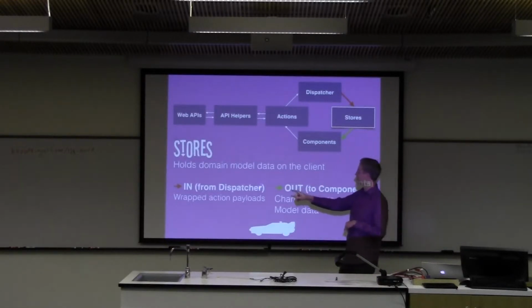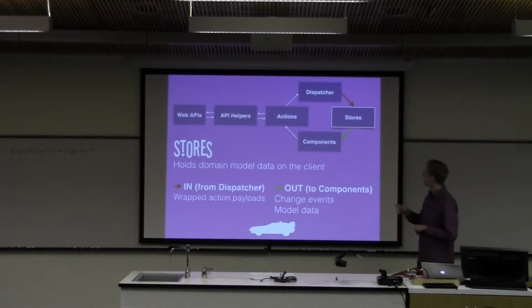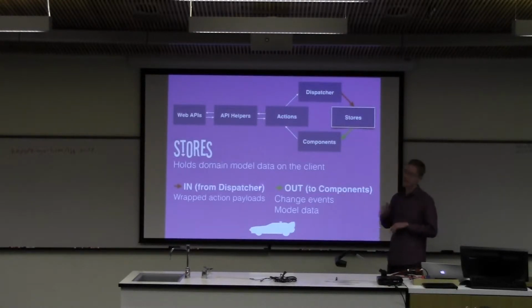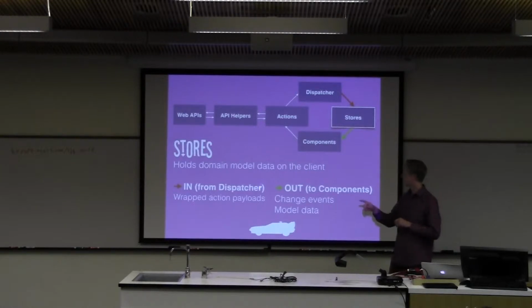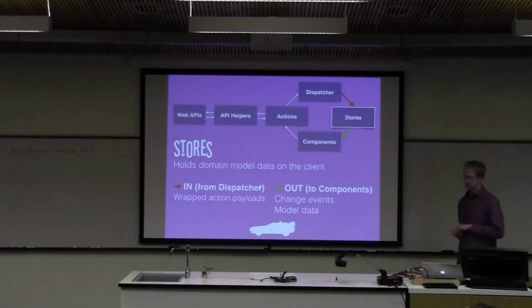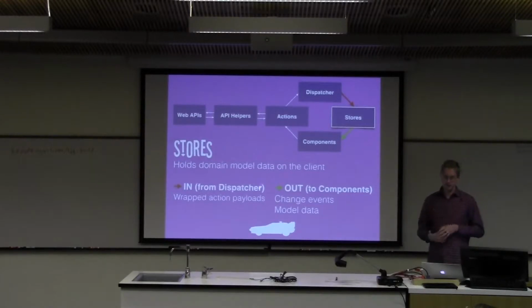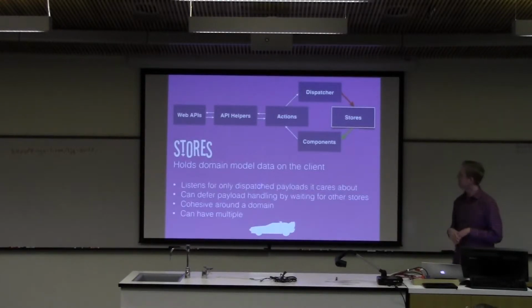So all these messages are going to be coming in from the dispatcher. They're these wrapped action payloads. And the stores know how to read all of those payloads as well. So they're going to be receiving all the change events, like something was added to my shopping cart. That's kind of the scenario that we're using right now. And then it'll get all of the data that's associated with those events. Once it gets all those things, it's going to store it. It's just going to hold on to it.